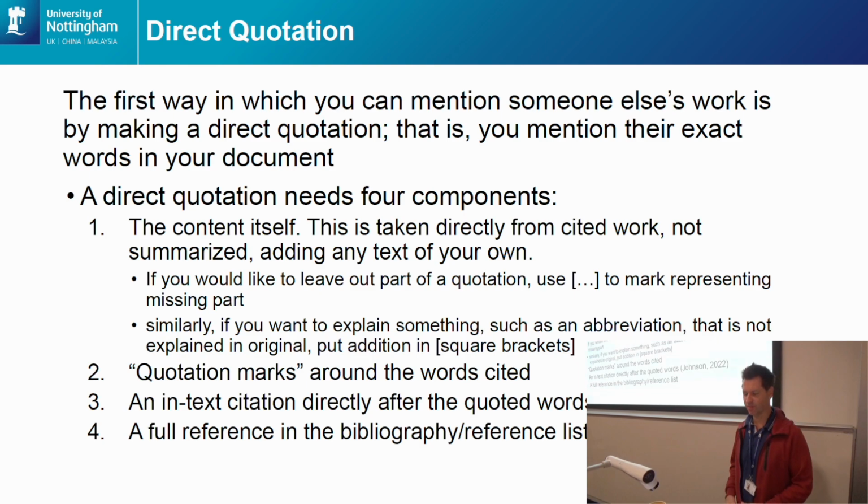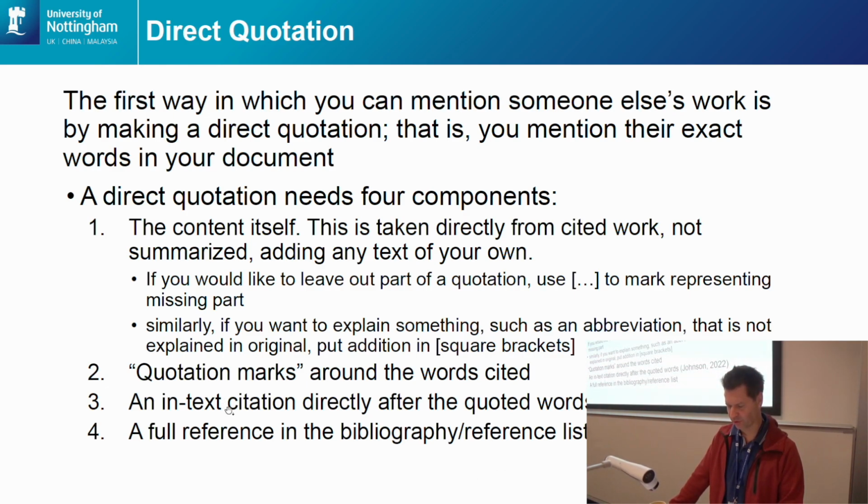So one way you can cite previous work is through direct quotations. I think everybody's familiar with this. You can take a sentence or a paragraph from some previous work, put it in quotes, and then cite that as part of your literature review, for example. A direct quotation needs 4 components: the quote itself, right? The quotation marks, an in-text citation directly after the quotes, and then a full reference in the bibliography and reference list. Right? That's generally true.